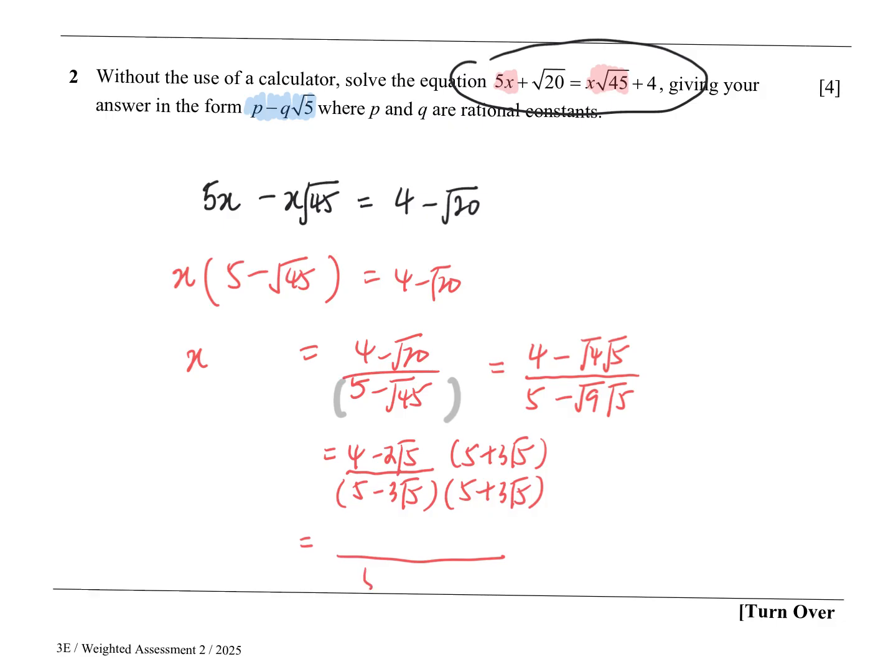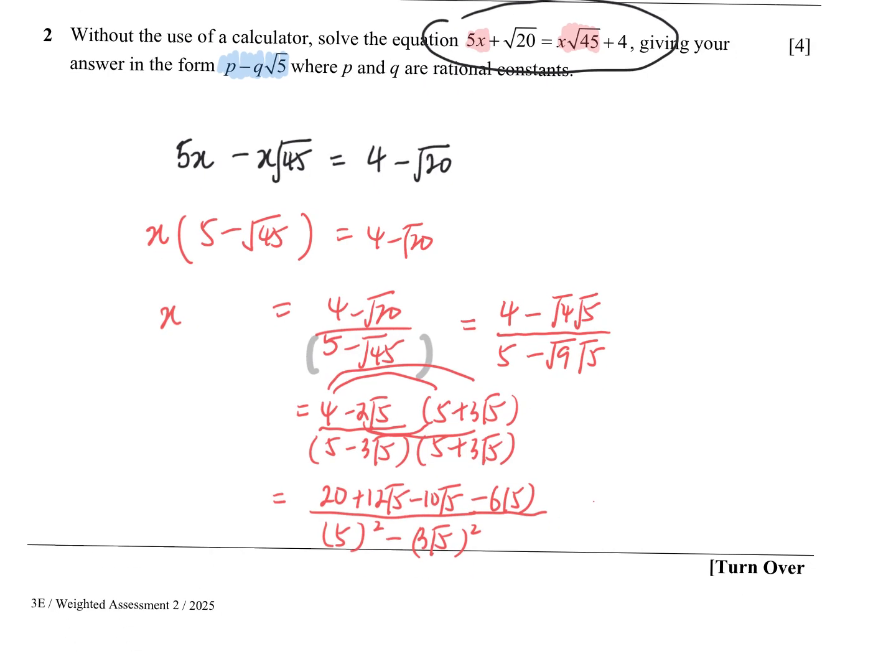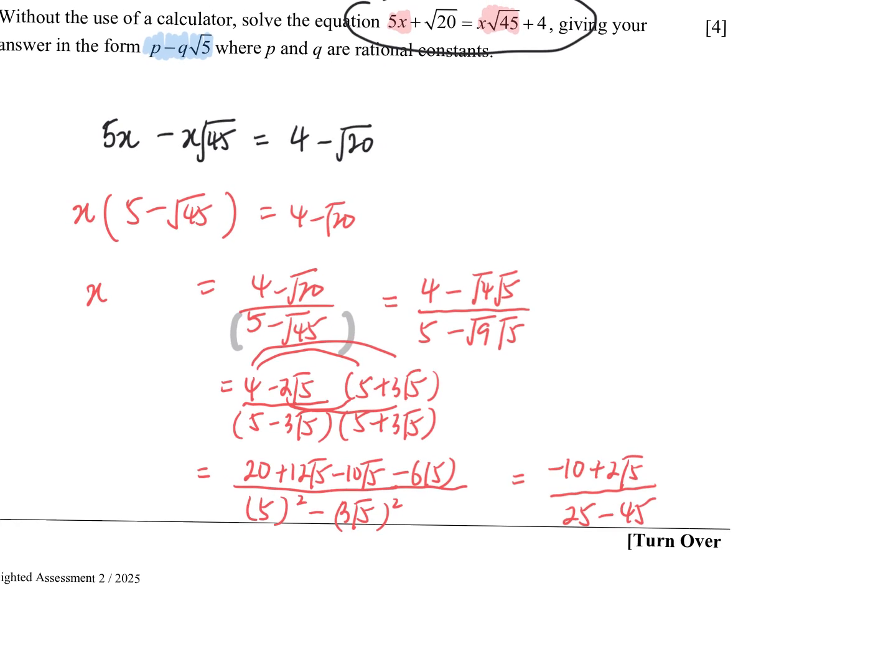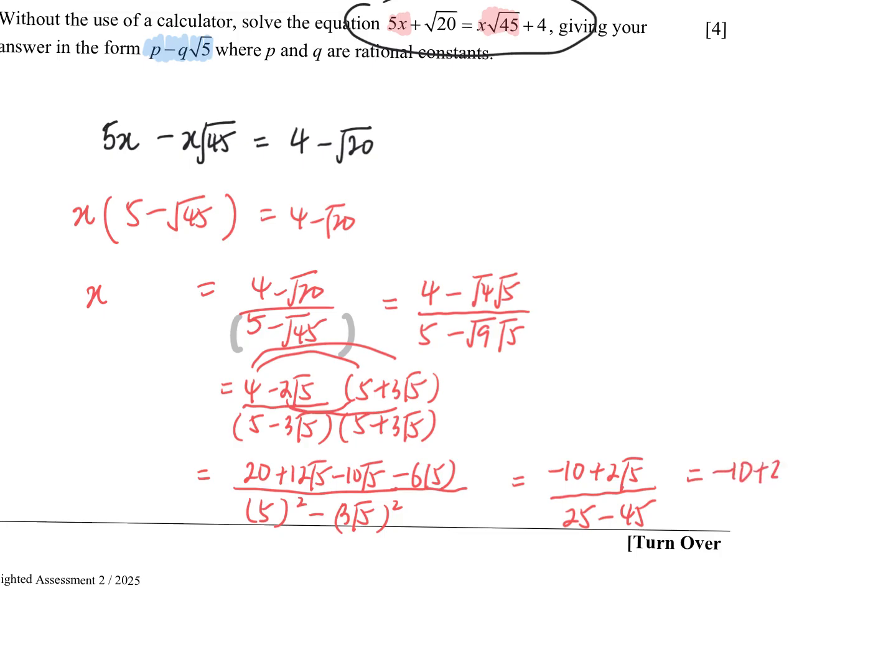Okay, so at the bottom, 5 square minus 3 root 5 square. So the top will be 20 plus 12 root 5 minus 10 root 5 and minus 6 times 5. Okay, so final answer negative 10 plus 2 root 5, and then at the bottom you should have 25 minus 9 times 5, 45. Extra 24. Yeah, put there.